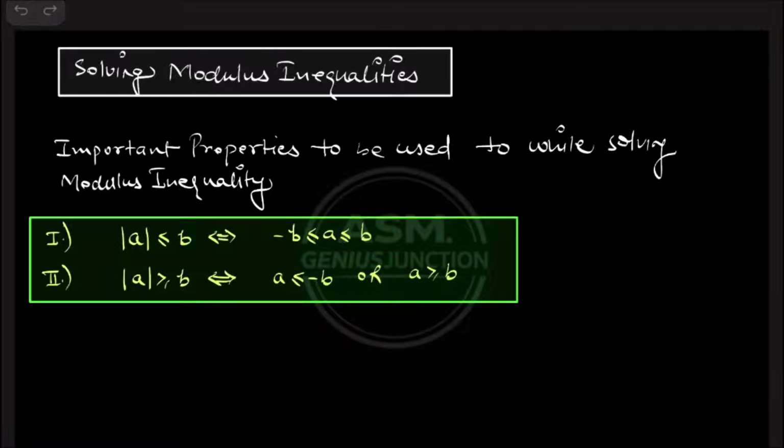The second property says that if the modulus of a function a is greater than or equal to b, then we say that a is less than or equal to -b or a is greater than or equal to b. It depends. If there is a greater than or equal to sign, we will use greater than or equal to. If there is only a greater than sign, of course there will be only a greater than sign over here also. So by using these two properties, we are going to solve modulus inequalities. Let's start with the solution part of the questions.